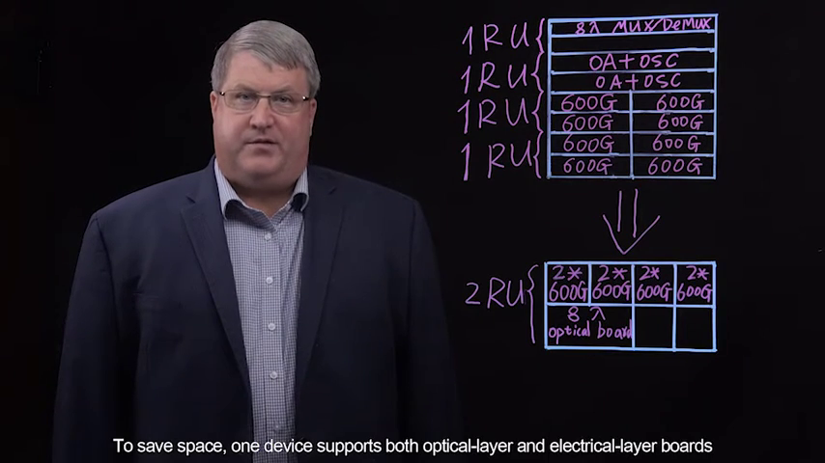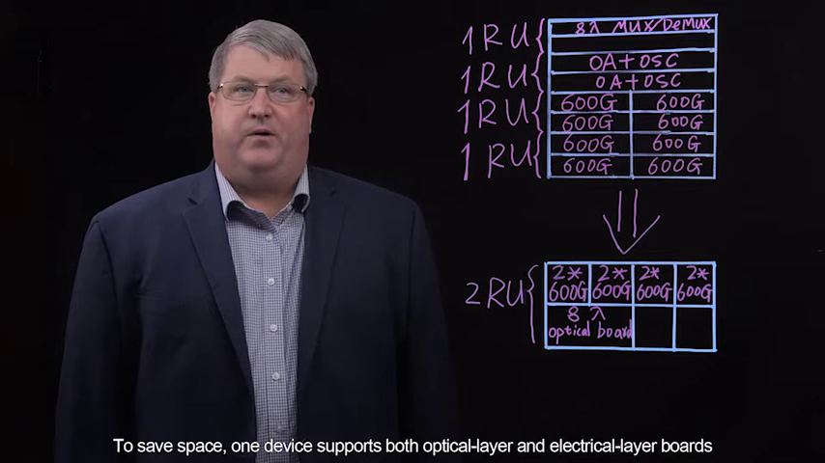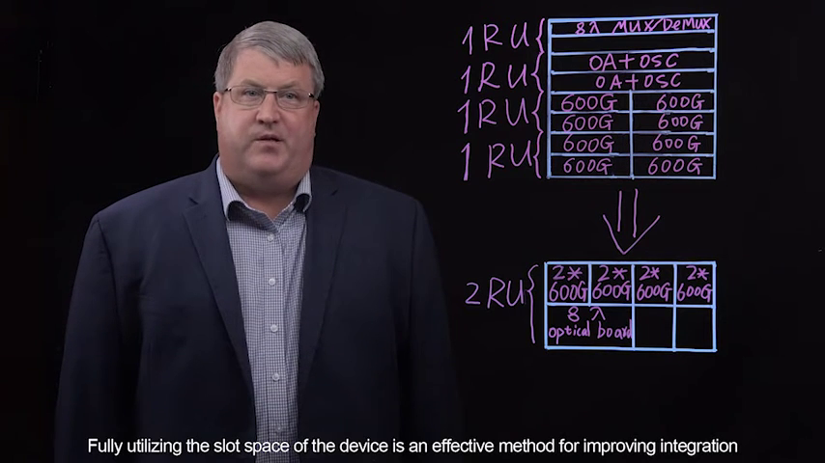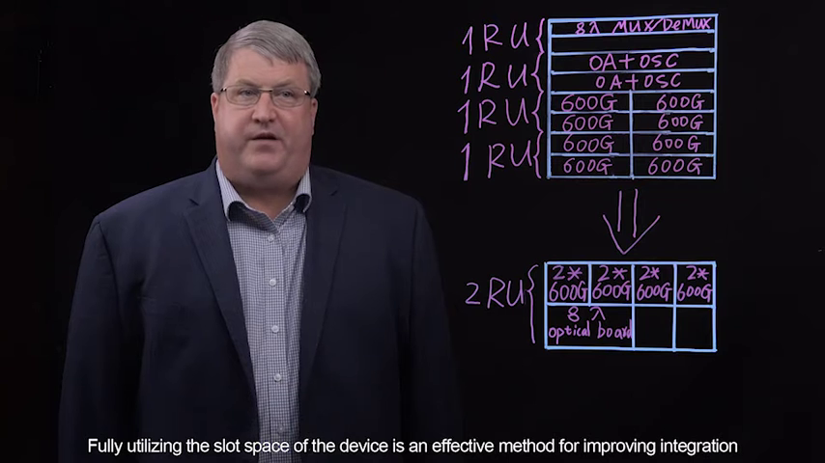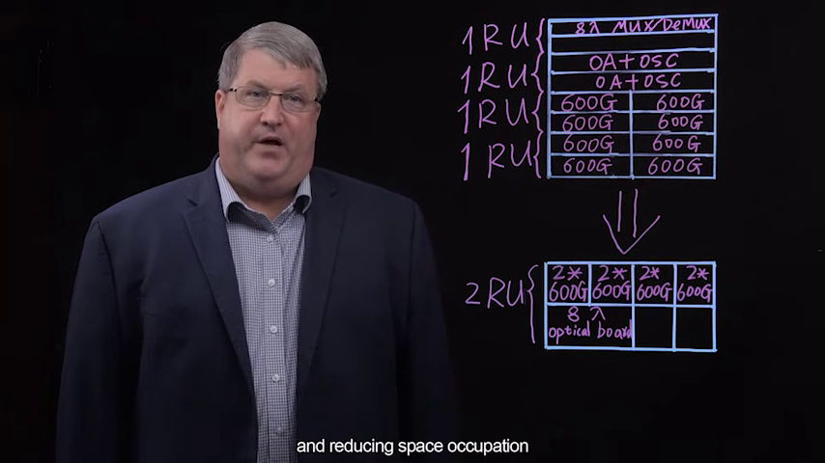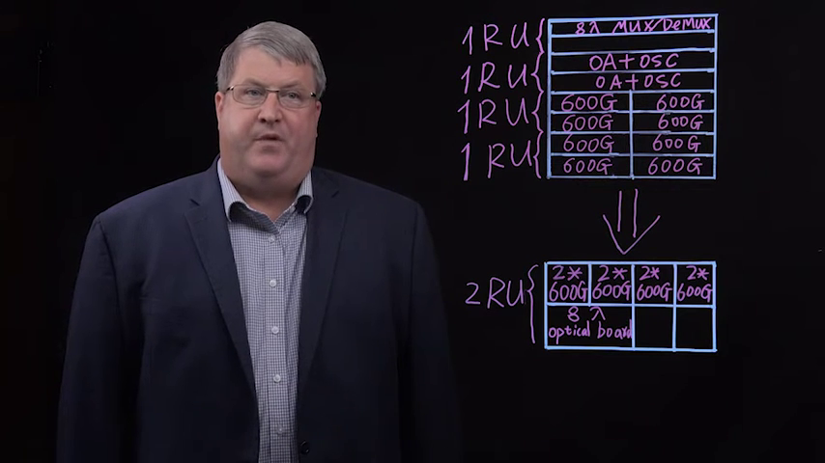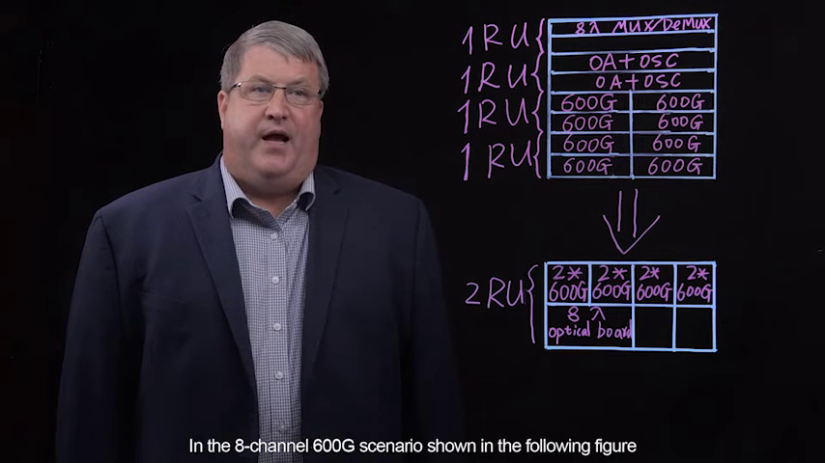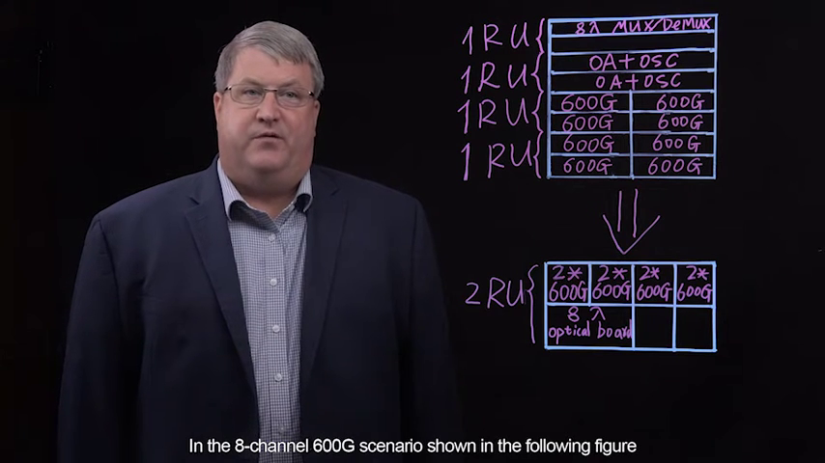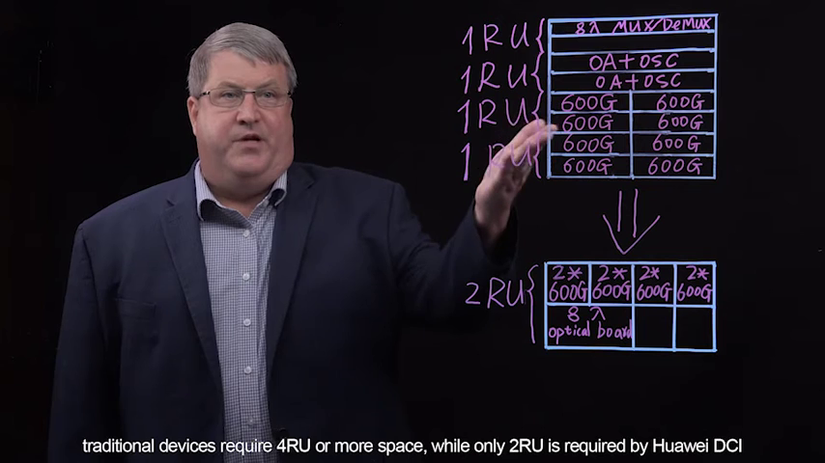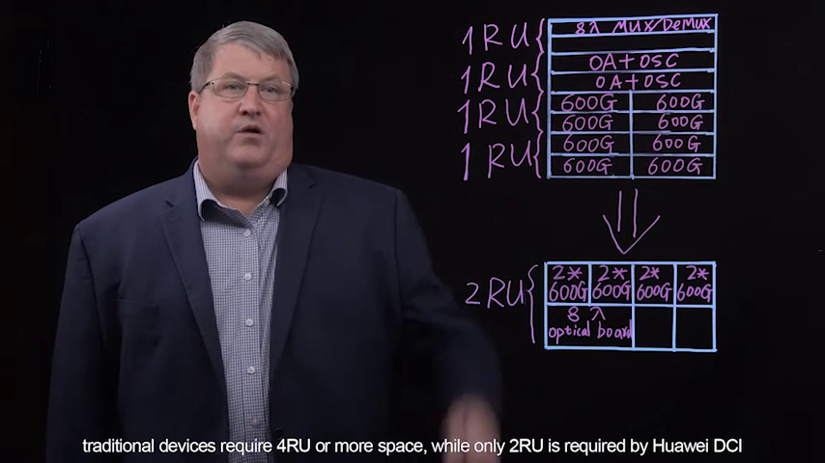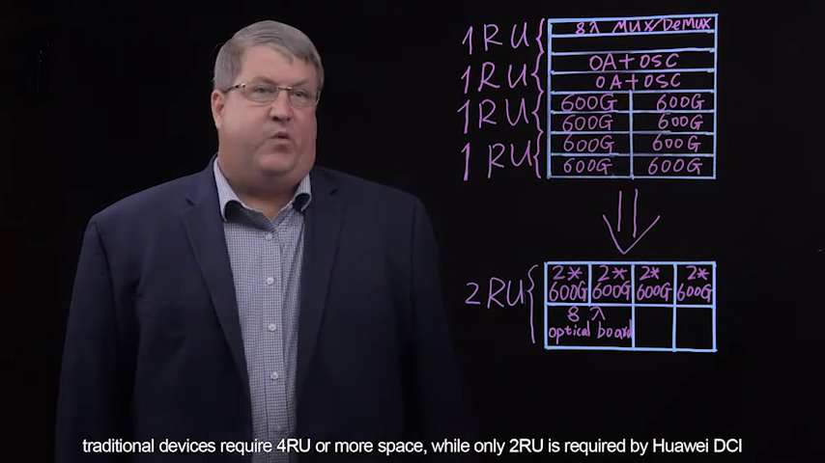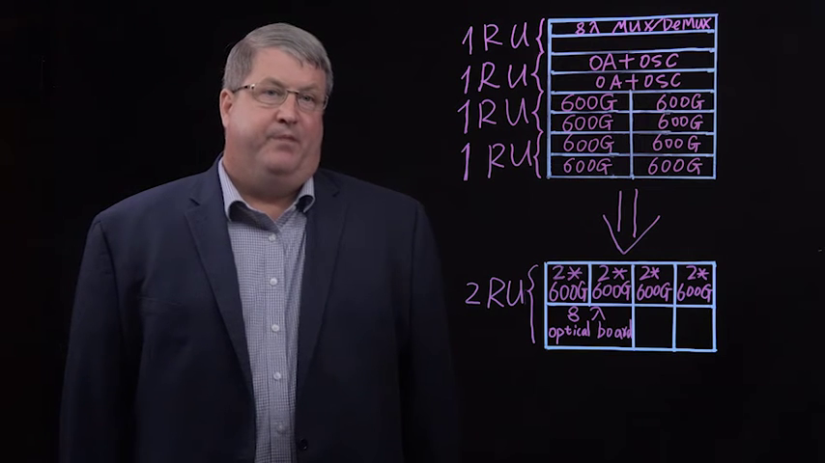To save space, one device supports both optical layer and electrical layer boards. Fully utilizing the slot space of the device is an effective method for improving integration and reducing space occupation. Huawei DCI is used as an example. In the 8-channel 600G scenario shown here, traditional devices require 4 RU or more of rack space, while only 2 RU is required by Huawei DCI.